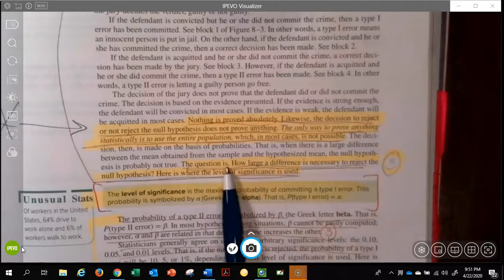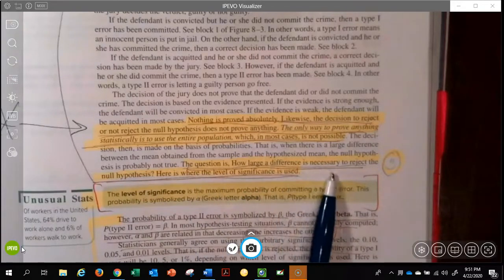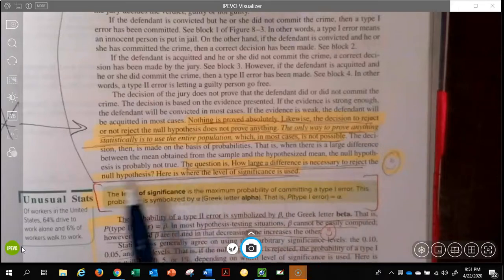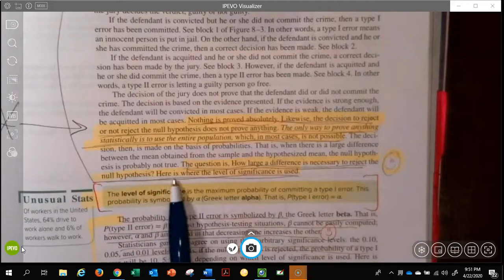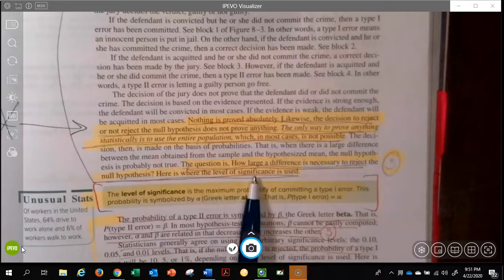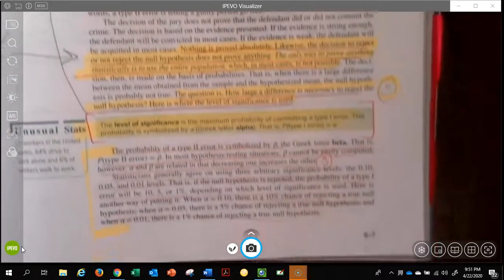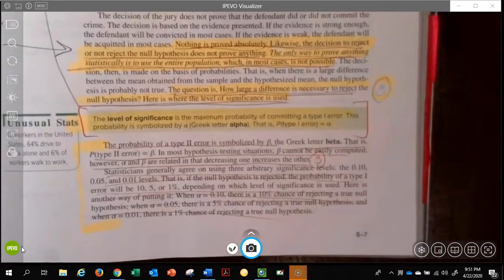So then the question is, how large a difference is necessary to reject the null hypothesis? And here is where we're going to bring back your level of significance. We've already played around with them. You need to make sure you've got out your formula cards, some sticky notes, highlighters, pens, paper, lots of note paper, because we're still working like we are in class.